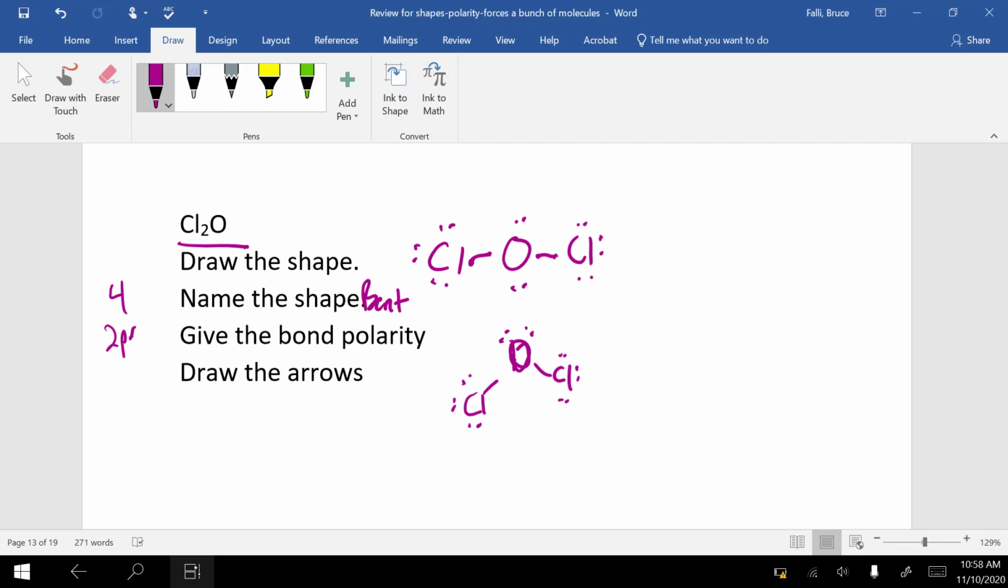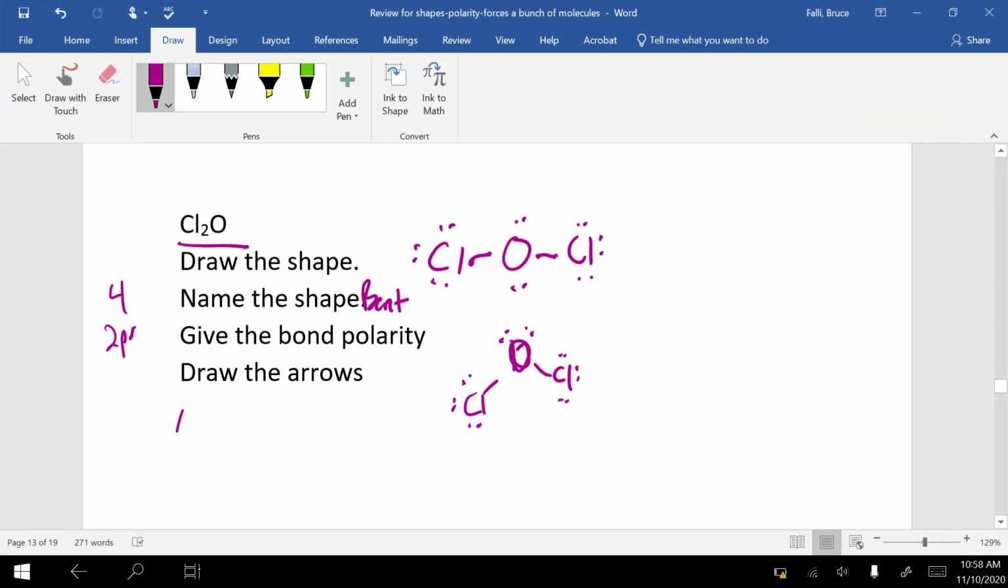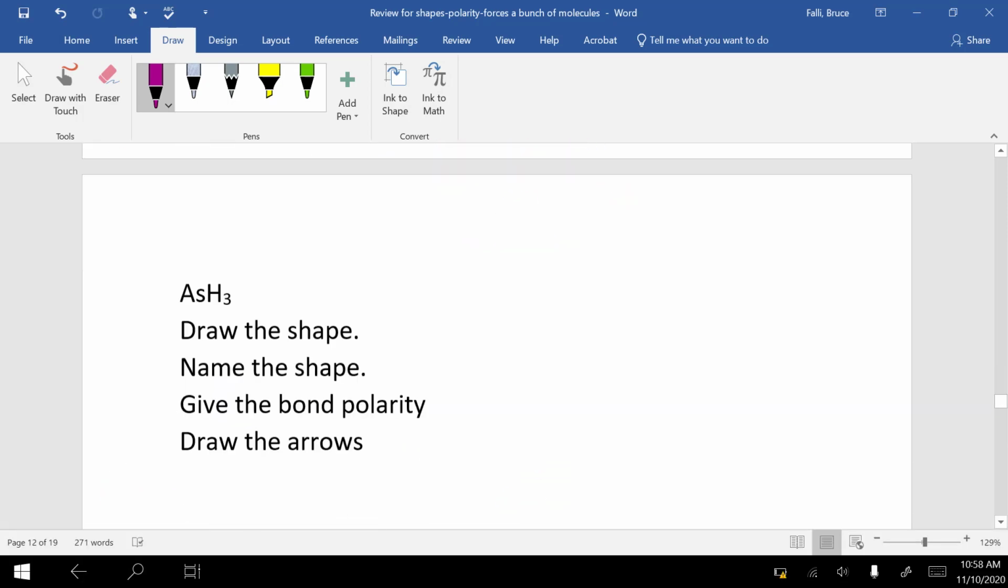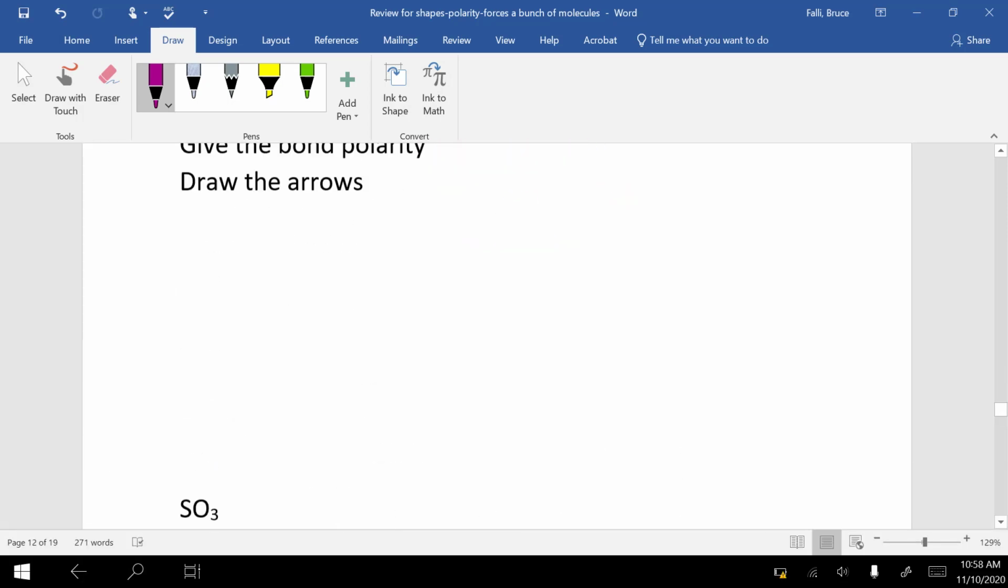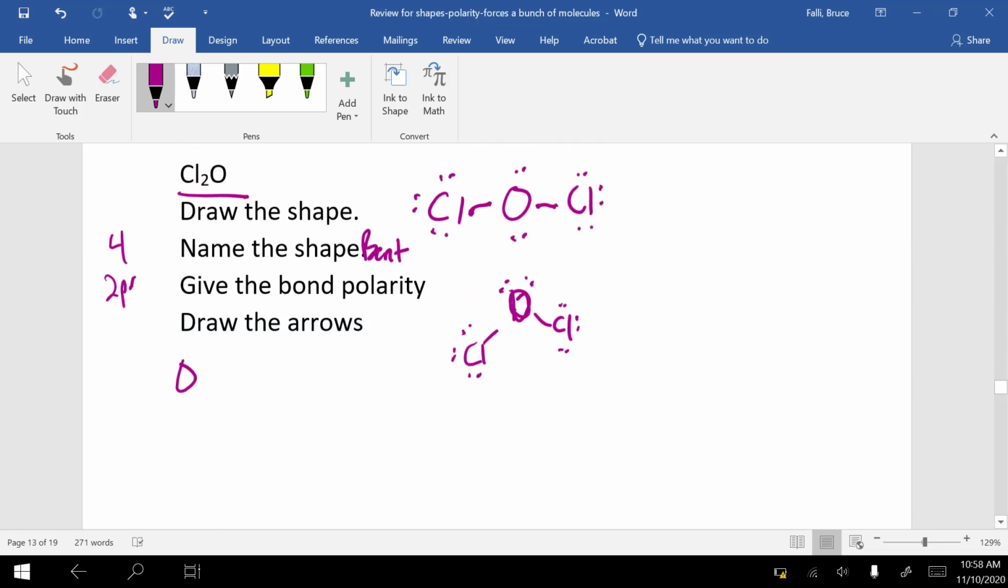It's based on tetrahedral. O to Cl. The difference in electronegativity, delta EN, is 0.5. So I've got to draw oxygen as more electronegative. There you go.